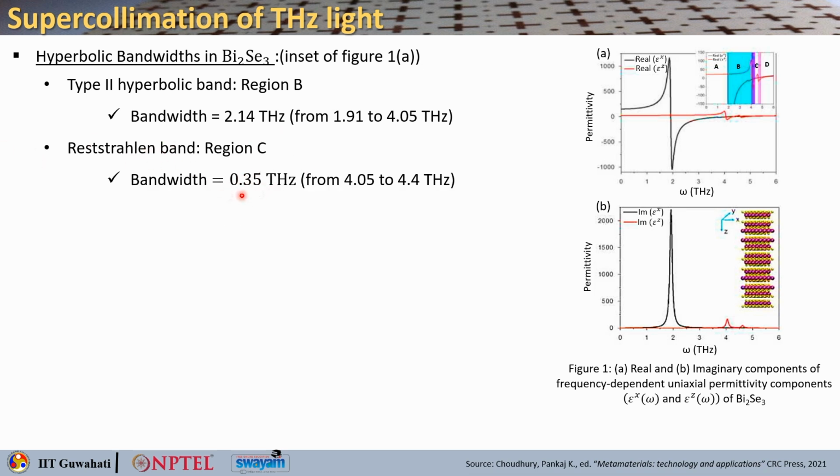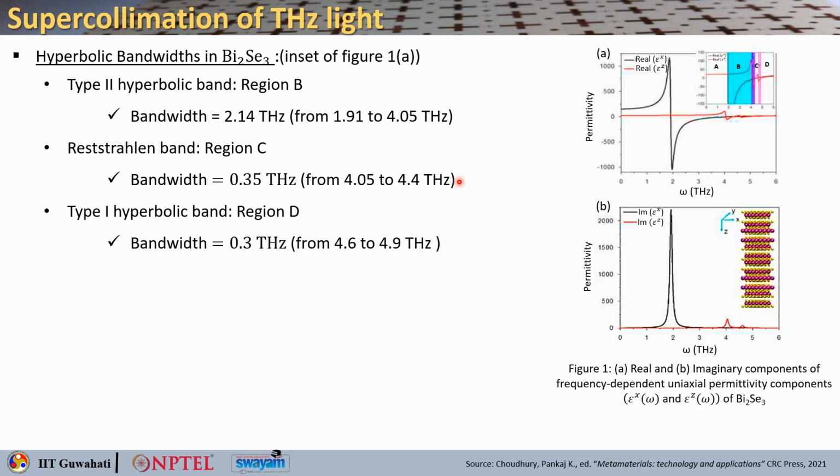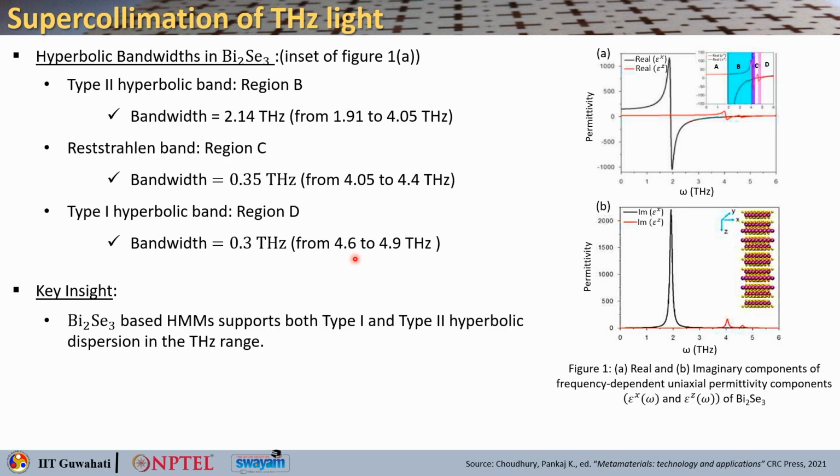The other regions are narrow. The Reststrahlen band, region C, has a bandwidth of only 0.35 terahertz, where both are negative. It lies from 4.05 to 4.4 terahertz. And region D, which represents type 1 hyperbolic metamaterial behavior, where epsilon parallel is positive and epsilon perpendicular is negative, also has a narrow bandwidth of 0.3 terahertz, ranging from 4.6 to 4.9 terahertz.